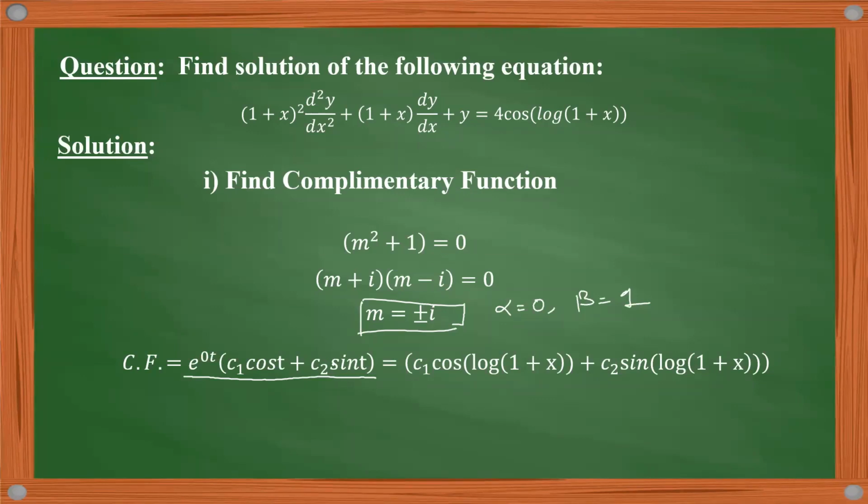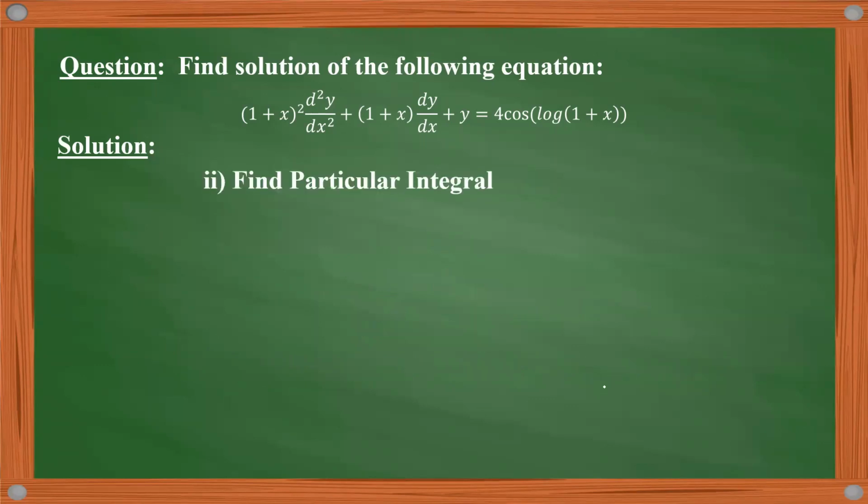Now again we need to resubstitute our original variable, that is x. So this t will be replaced by log(1 + x). So our final complementary function for this question is c1 cos(log(1 + x)) + c2 sin(log(1 + x)). So this is our complementary function.